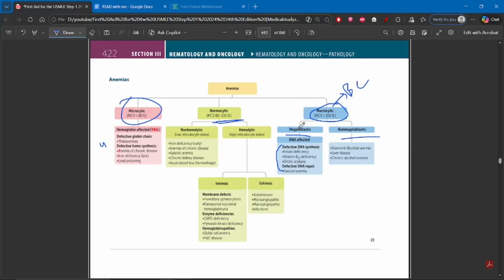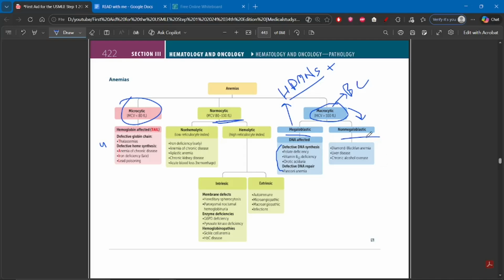If it is megaloblastic, then there are different etiologies for it, such as folate deficiency, vitamin B12 deficiency, orotic aciduria, and Fanconi anemia. Megaloblastic anemia is indicated by the presence of hypersegmented polymorphonuclear cells. If these are present, then you have yourself megaloblastic anemia. If there are no hypersegmented polymorphonuclear cells, then you have yourself a non-megaloblastic anemia.